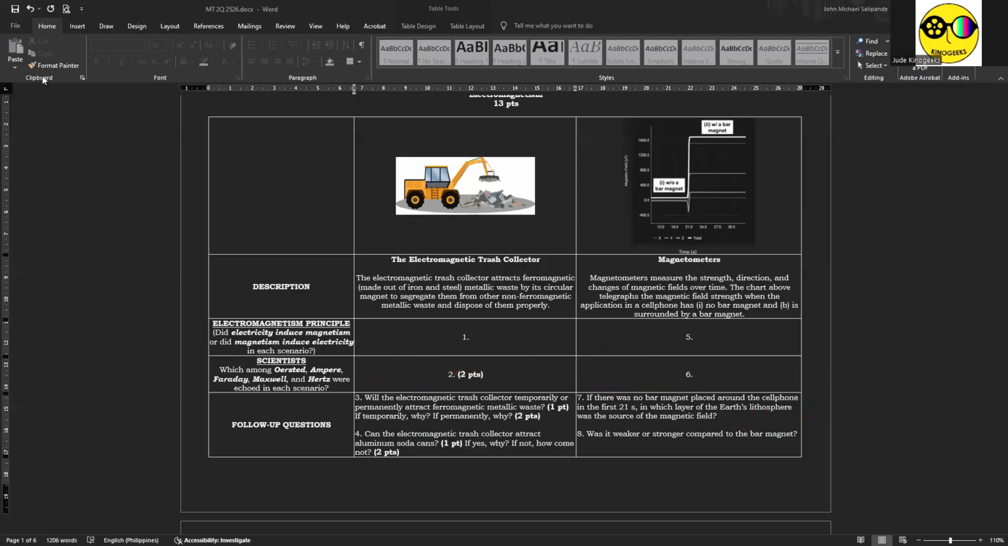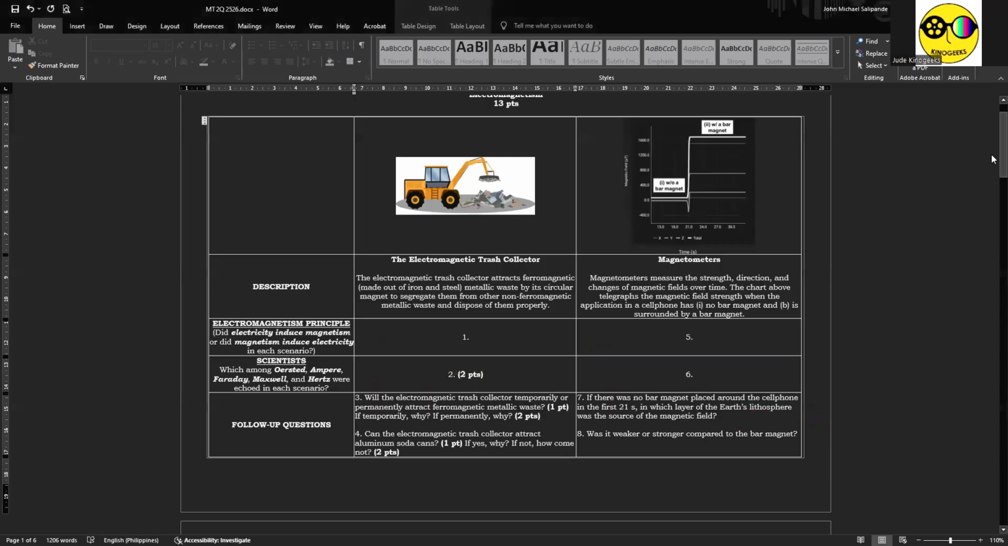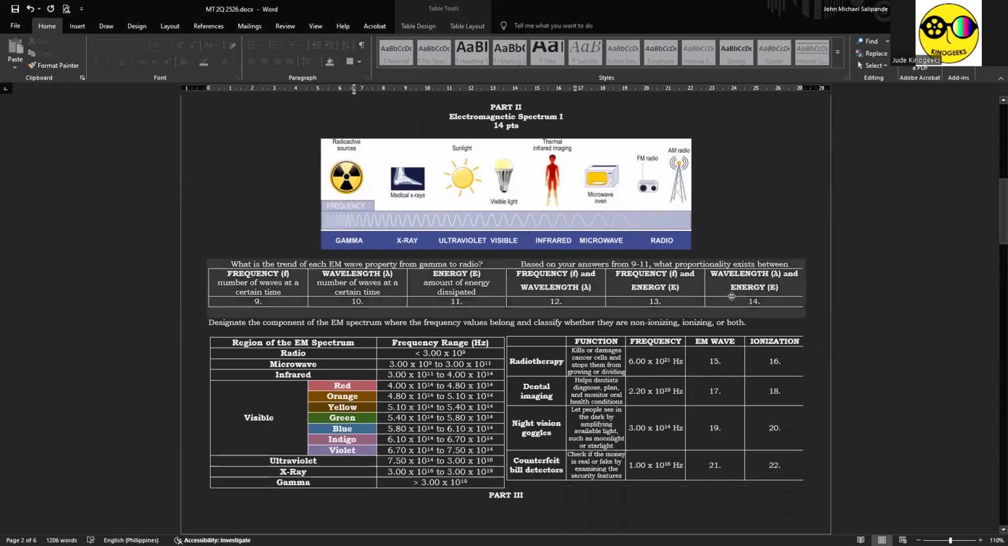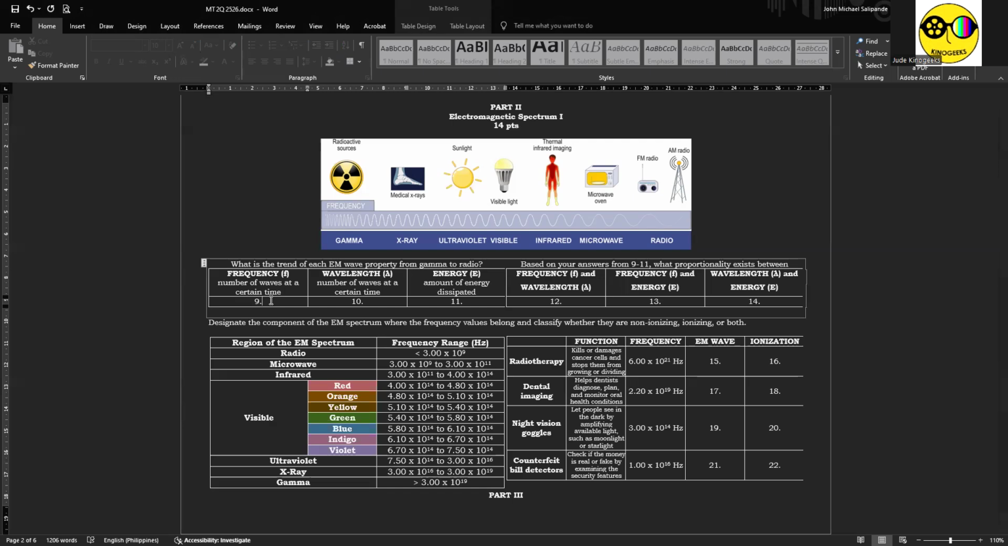Okay, so let's now move on to part two. Part two, which is electromagnetic spectrum part one. There are no problem solving here yet, just mostly concepts. So you have the electromagnetic spectrum. On the left, you have the gamma, followed by the X-ray, ultraviolet, visible, infrared, microwave, and ultimately ending with radio.